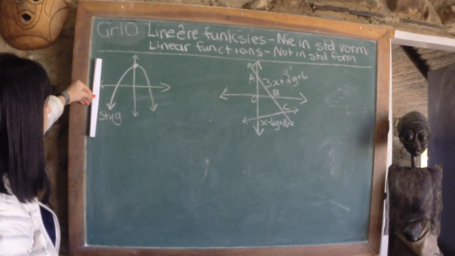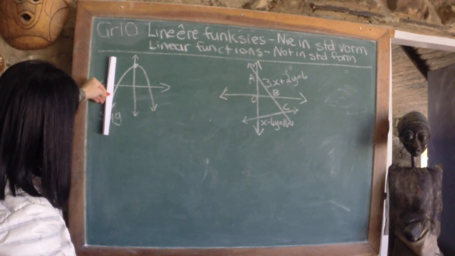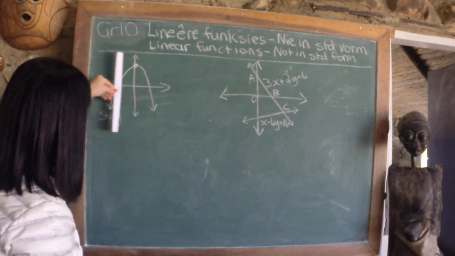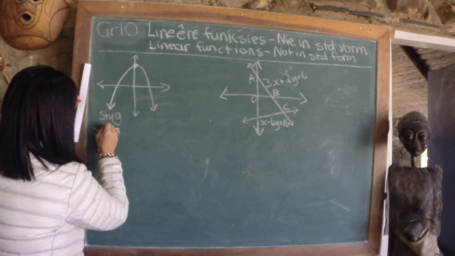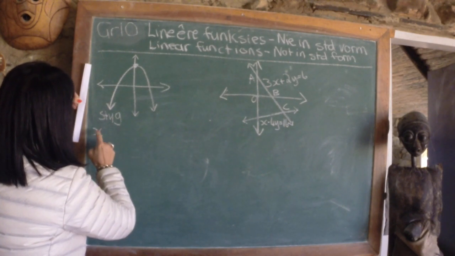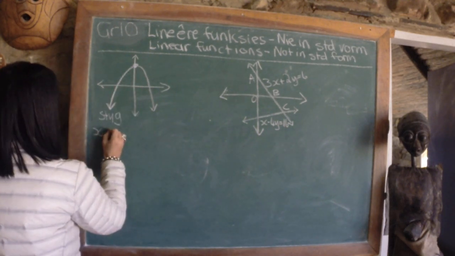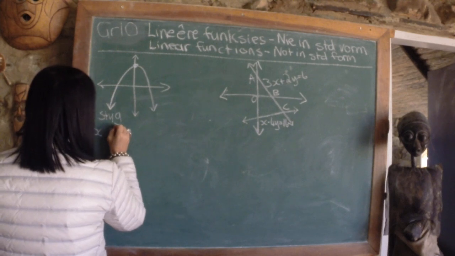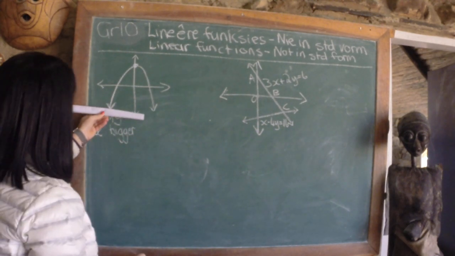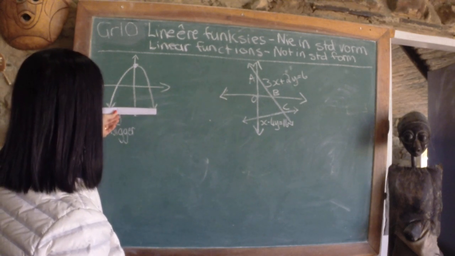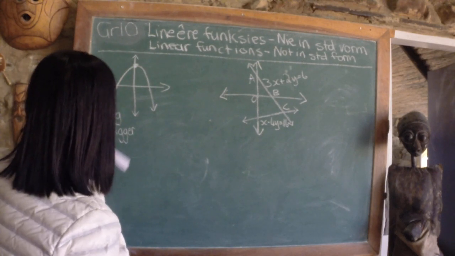Wanneer 'n funksie styg, kyk wat gebeur met my x-waardes. My x-waardes word groter. The x values grows bigger and bigger and bigger. Okay. It grows bigger. Wanneer 'n funksie styg, wat gebeur met die y-waardes? The y values always increases.